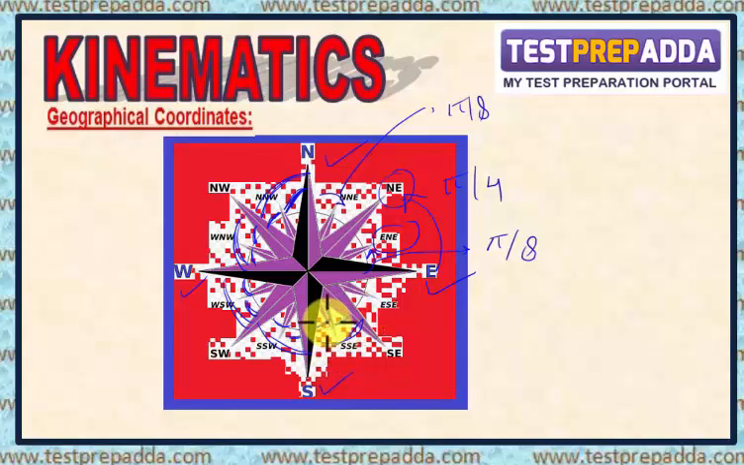Got the idea? So, east, north, west, south. Then northeast, northwest, southwest, southeast. And different positions you can see. These geographical coordinates will help you in solving many questions. In the next video lecture, I'll talk about distance and displacement.